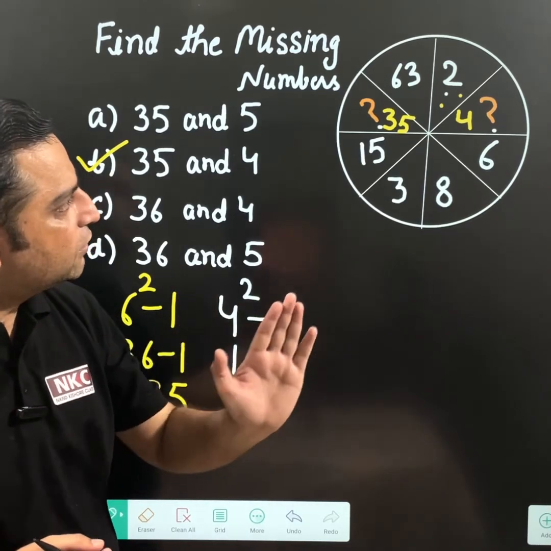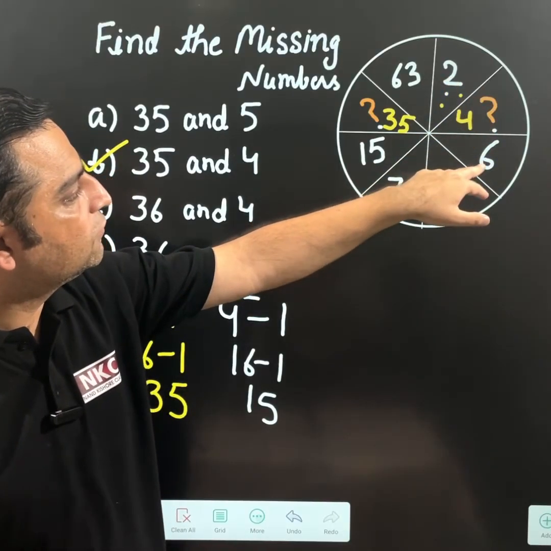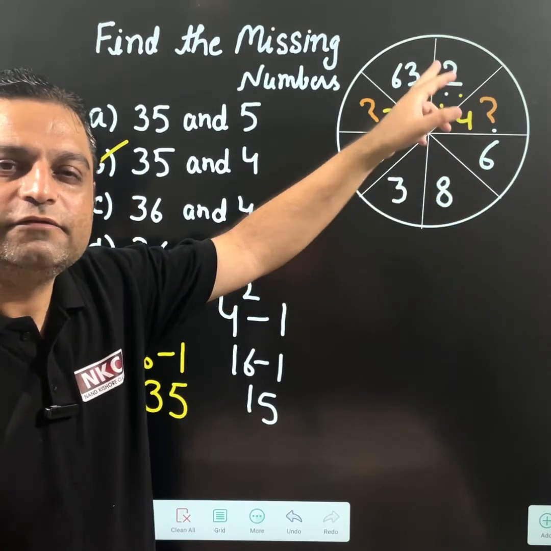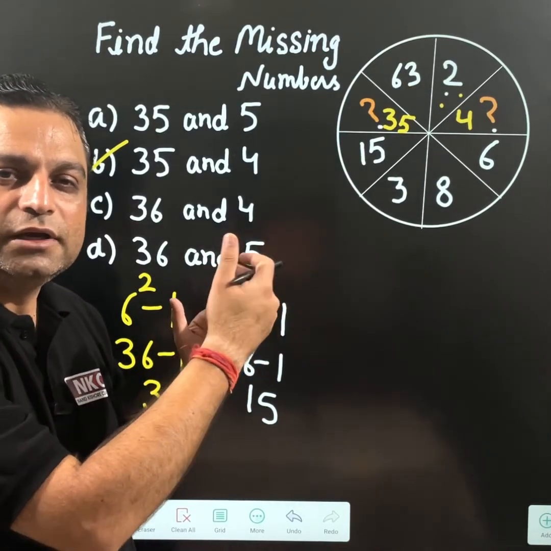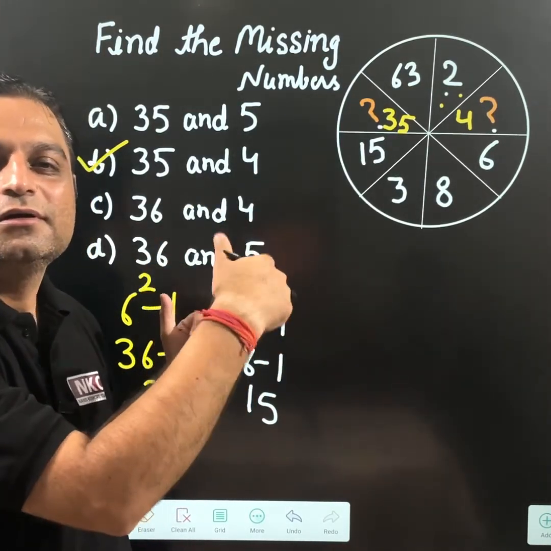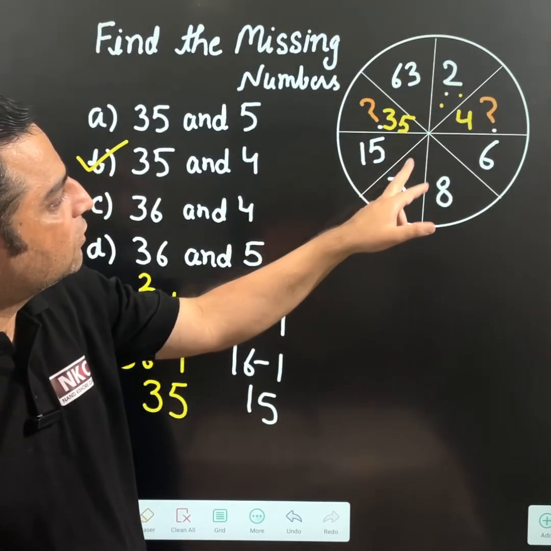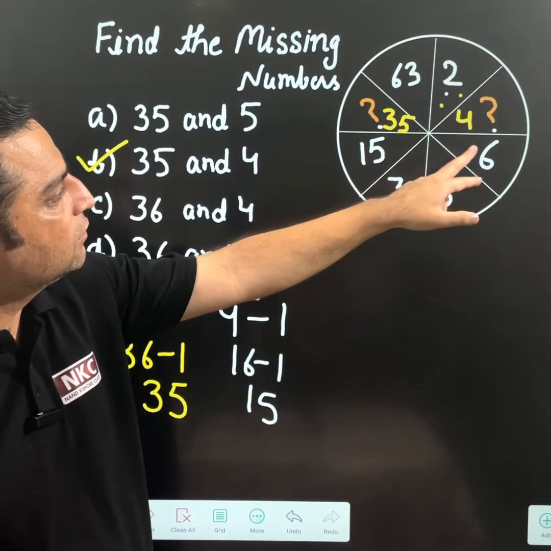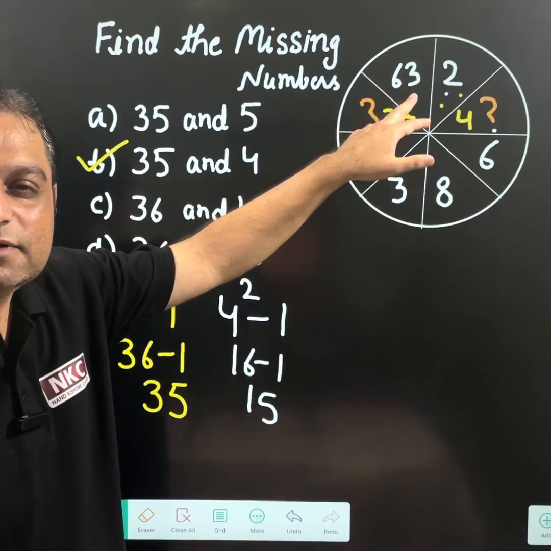And if you check carefully, take the right side of this circle: 2, 4, 6 and 8. They all are the values of n according to my formula. And they are making the opposite number to them with the formula n square minus 1. 2 square minus 1 gives 3, 4 square minus 1 gives 15, 6 square minus 1 gives 35 and 8 square minus 1 gives 63.